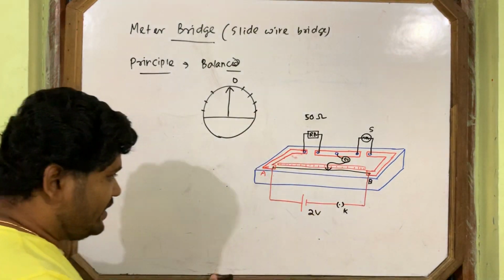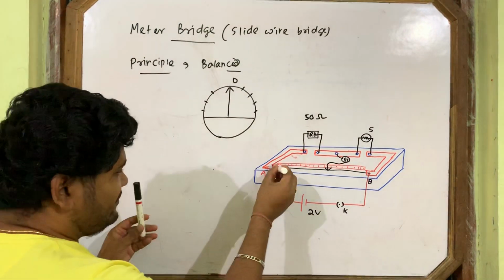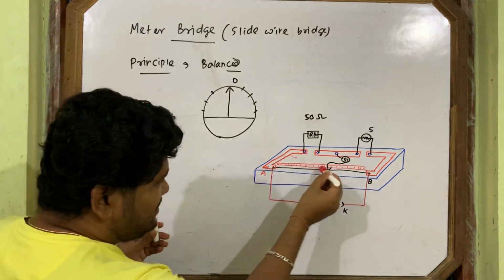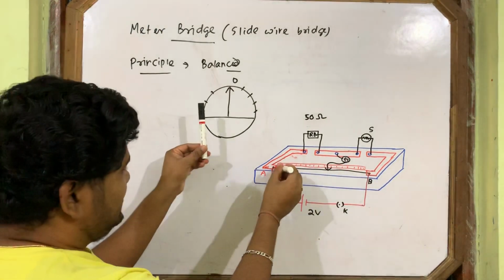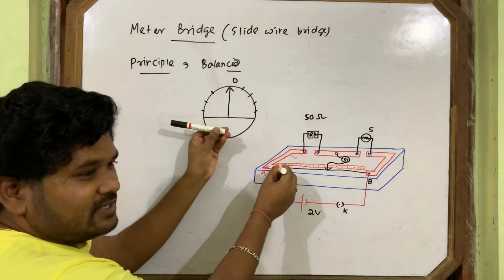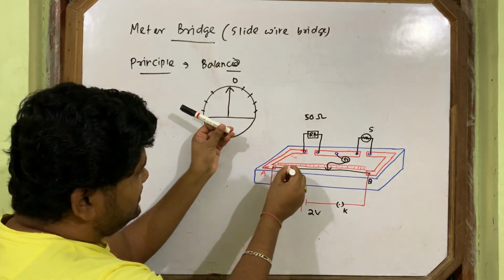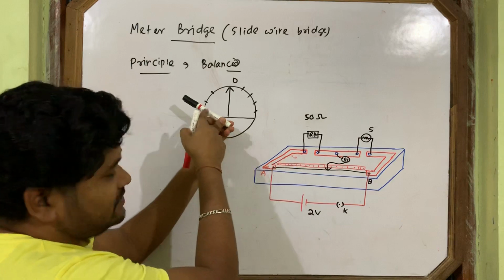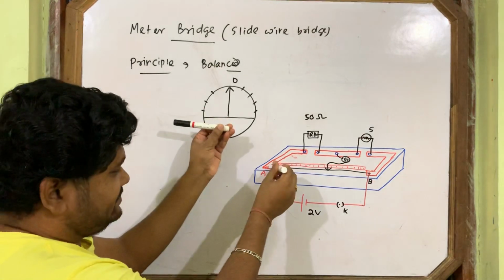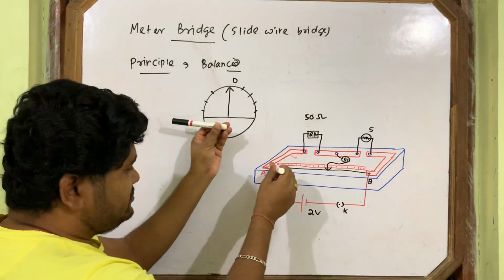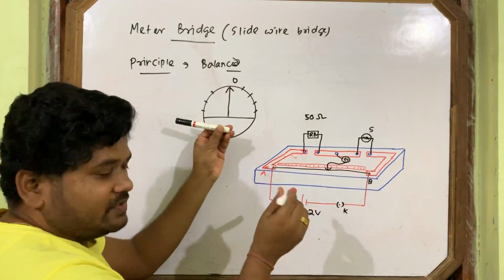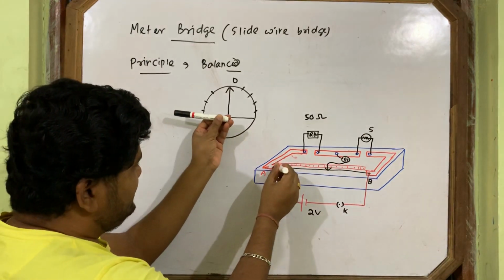So that means when I slide the jockey from A to B on the wire, like this, you see the galvanometer pointer. Your focus should be on this pointer. You see, this jockey is going from A to B. Okay, the jockey is going now. See what will happen.